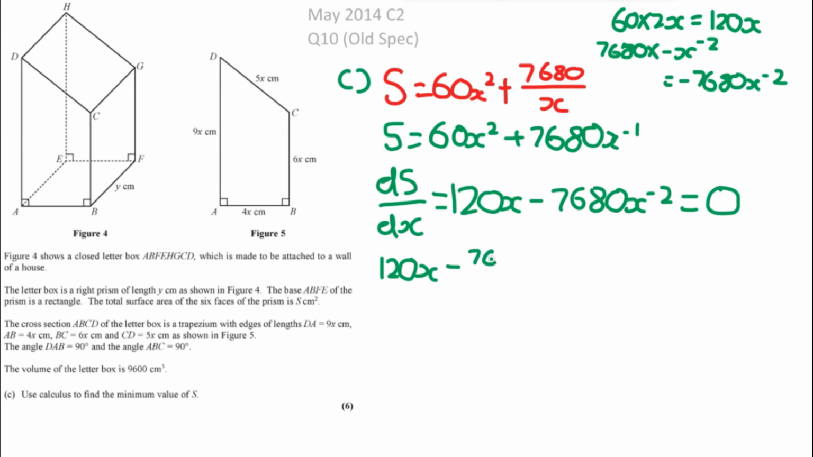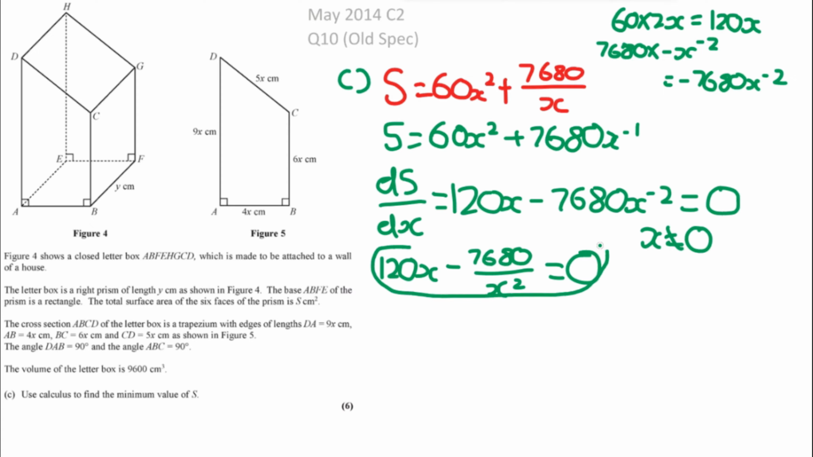Minus 7680 over x squared, and this is when it's equal to 0. Now, as we have x in the denominator, we know that x cannot be 0, and therefore we can times everything by x, because remember, if x could be equal to 0, we can't do this because then we're timesing everything by 0 and then it just goes wrong. But because we know that x is not equal to 0, we can do this.